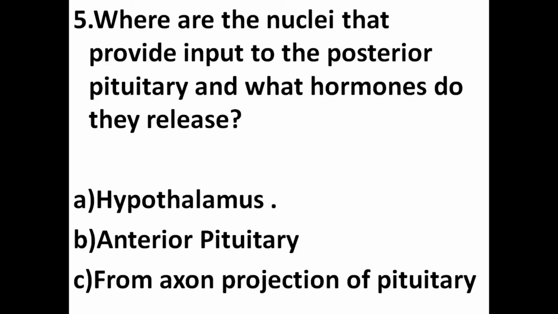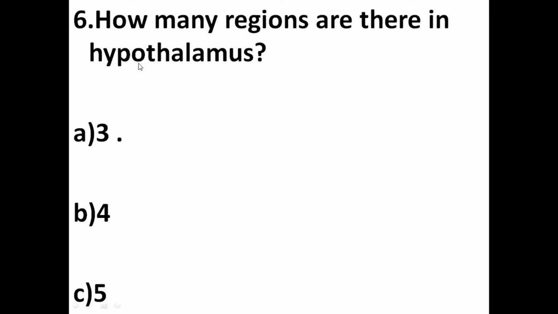Fifth one, where are the nuclei that provide input to this posterior pituitary and what hormones do they release? Option A, hypothalamus. Option B, anterior pituitary. Option C, from axon projection of pituitary. Answer, option A, hypothalamus. And it releases vasopressin and oxytocin.